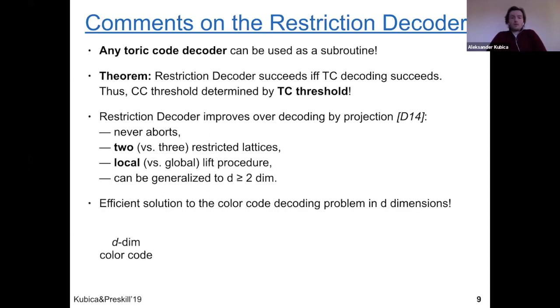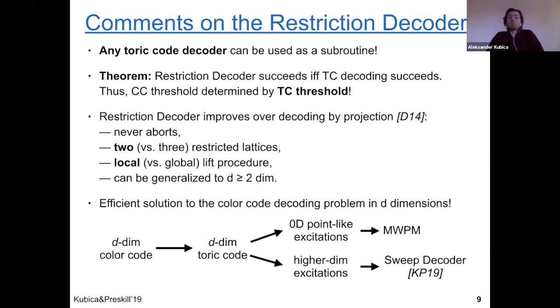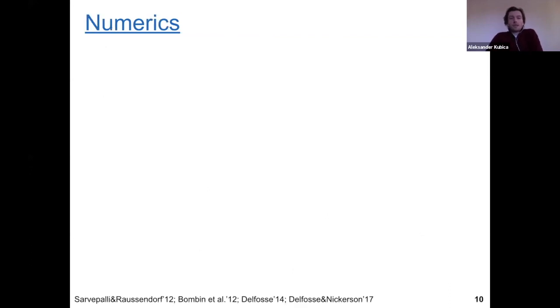So I'd like to think of the restriction decoder as an efficient solution to the color code decoding problem in any dimension. So when you have the d-dimensional color code, the problem of decoding that code can be reduced to the problem of decoding the d-dimensional toric code. And then depending on the dimensionality of the toric code excitations, for instance, if they are point-like excitations, then we can use, for instance, the minimum weight perfect matching decoder. And if we have higher dimensional excitations in the toric code, then we can use, for instance, some cellular automata decoders, such as the sweep decoder.